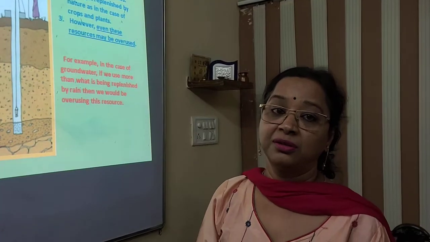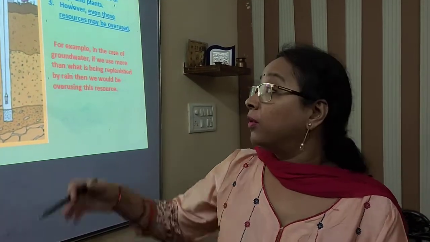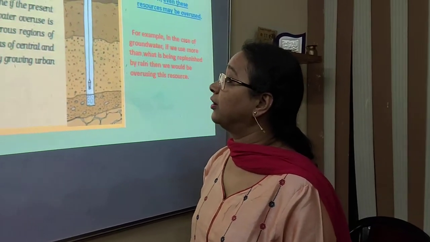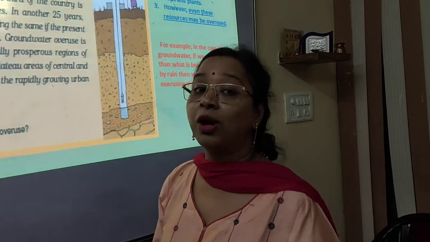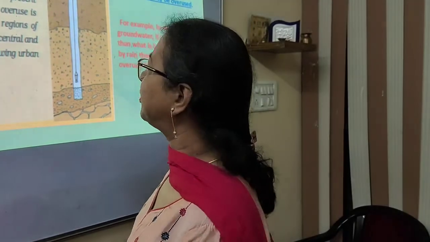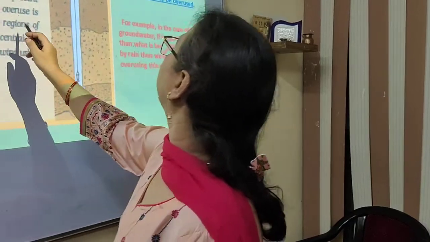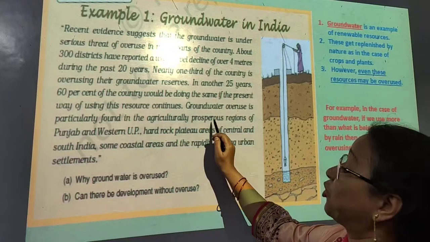resources continues. Now tell me, who are the people misutilizing water, using it unnecessarily? These are especially those states that do modern farming, because modern farming requires an ample amount of water. Their water gets logged in the fields. So which are those states? Look here. Groundwater overuse is particularly found in agriculturally prosperous regions.